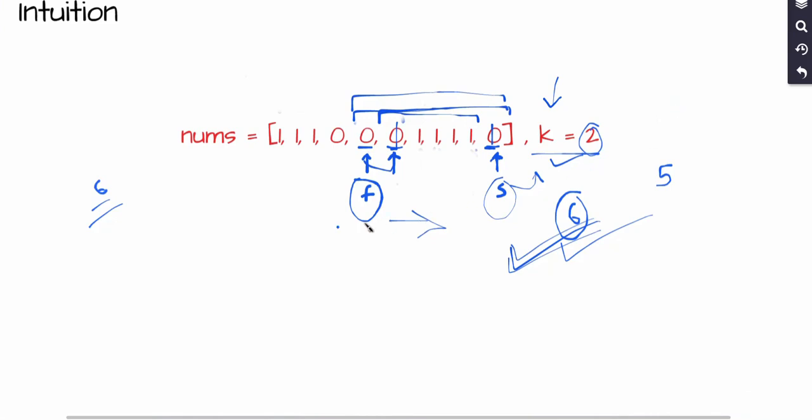And in that case, I will start moving my first pointer towards the second pointer till the window becomes valid, or the number of zeros decreases to k. That's all we have to do. Pretty standard problem. Let's see the implementation of this idea.